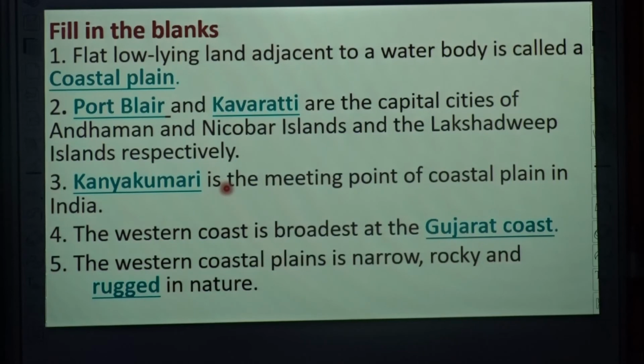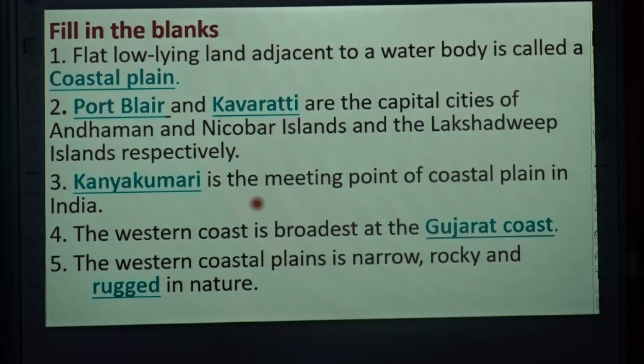Revision part of questions and answers. So first we are going to see fill-ups. The flat low-lying land adjacent to a water body is called a coastal plain. And Port Blair and Kavaratti are the capital cities of Andaman and Nicobar Islands and Lakshadweep Island. So for Andaman and Nicobar Islands, Port Blair is the capital and for Lakshadweep Island, Kavaratti is the capital.